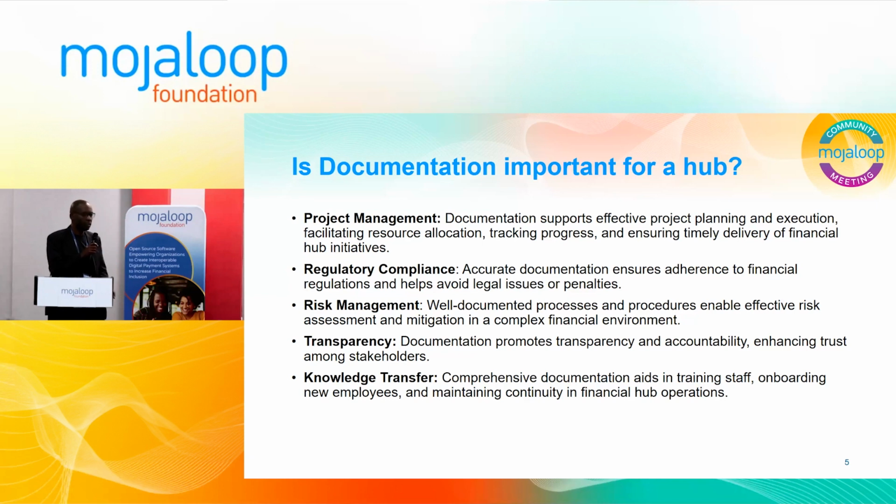So as you rightly said, for risk management during operations, you also need to document your processes. It also provides transparency and accountability among stakeholders. So the hub itself needs documentation for knowledge transfer between staff members, also for succession plans. They need that accurate documentation.